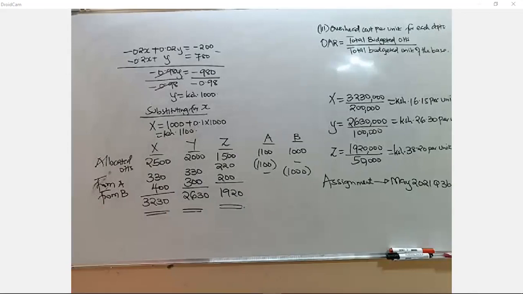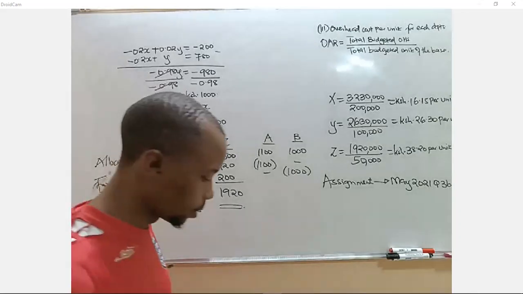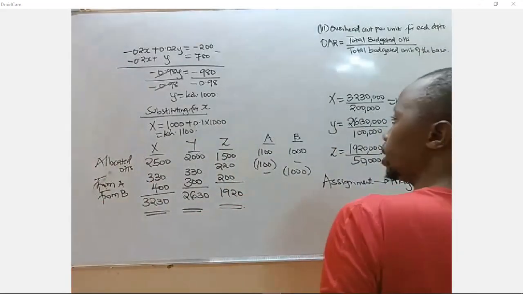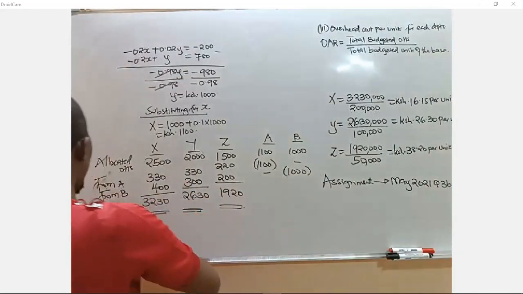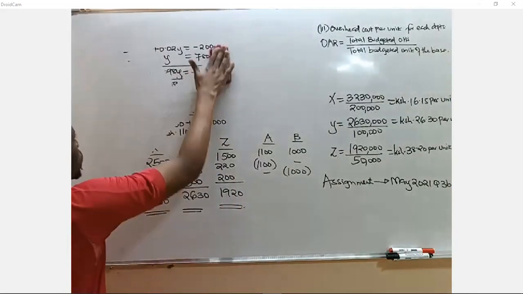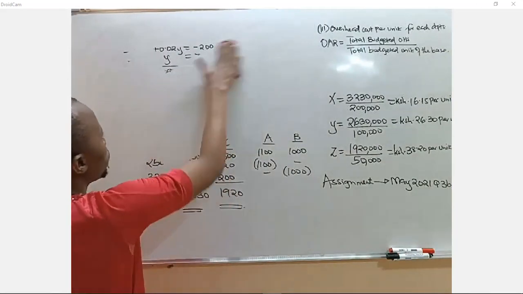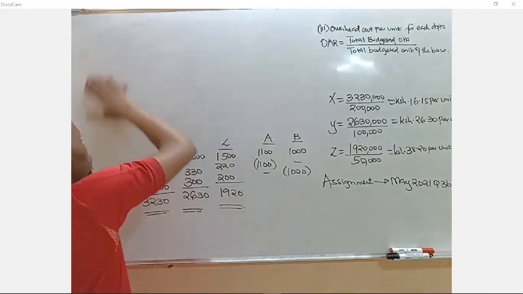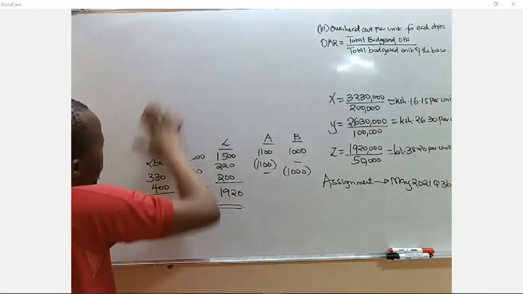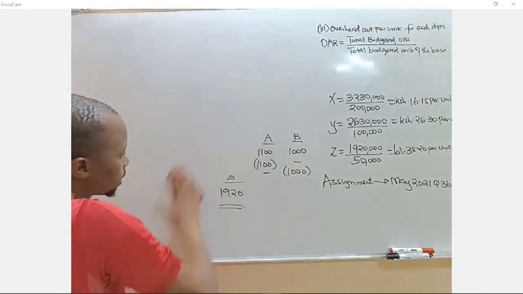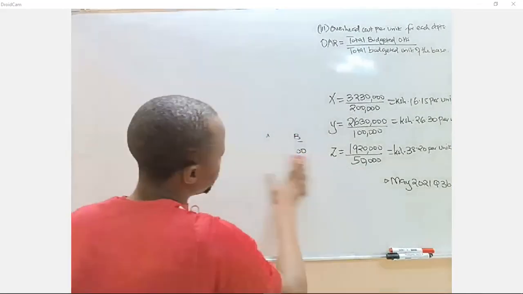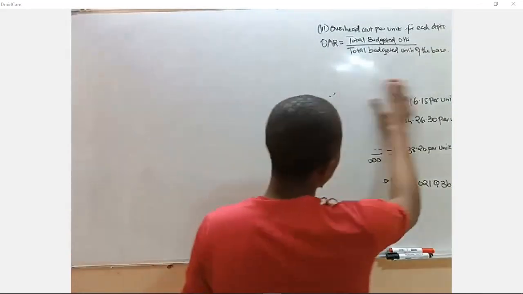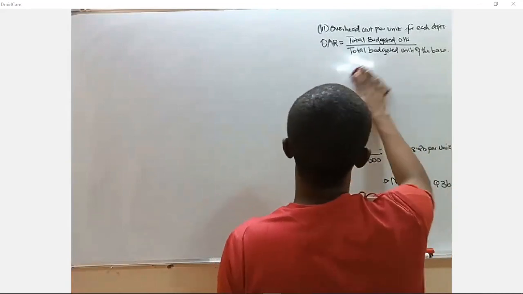Mimi nataka tumalizie overheads. Because we are very good. Nataka tuangalie vitu zinaitwa over and under absorption. Na chenye tutaelewa hapa vizuri, tutaelewa topic inaitwa marginal and absorption costing. Ukielewa over and under hapa, ukienda kwa marginal and absorption costing, right? Then utaikamata pia vizuri sana.